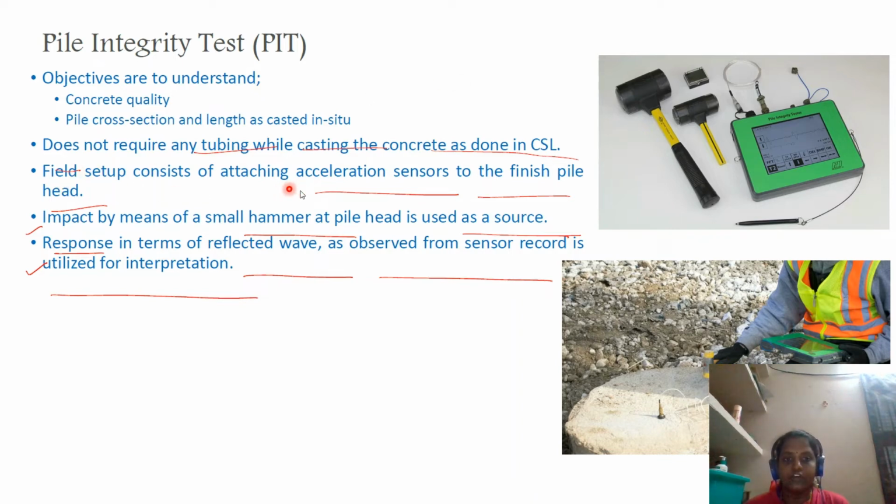So the field setup consists of attaching the acceleration sensors to the finished pile. We are fixing the sensors to the finished pile at the top, and will give impact by means of this hammer. There are two different types of hammer available depending on the need. So we give the impact by this hammer, and this acceleration sensor will detect the reflected wave. Once a wave is generated at the top, it goes and hits the bottom and comes back to the sensor. It will measure the time taken, and that way we'll measure the velocity.